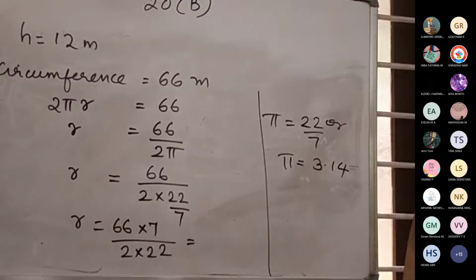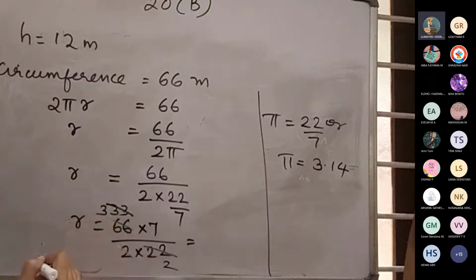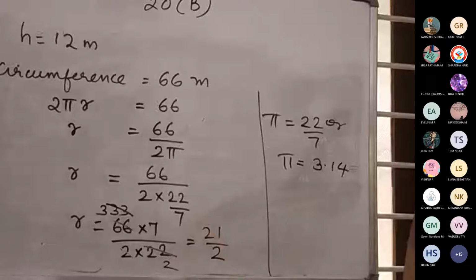From the 11 table, 2 and 3. Then 7 3s are 21 by 2. That is enough. We have to find the volume. Volume has the fraction 1 by 3. So r is equal to 21 by 2.